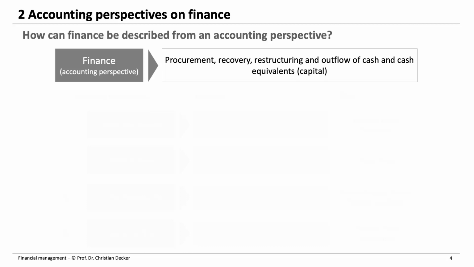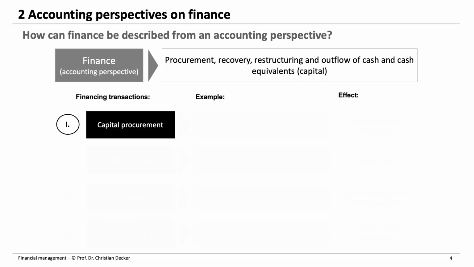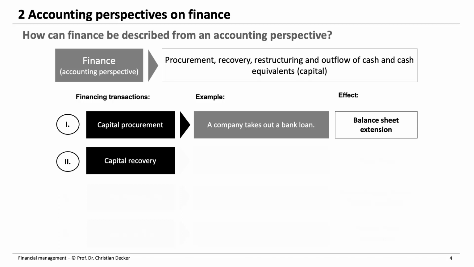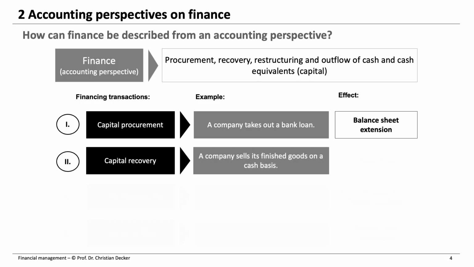This will be illustrated by 4 groups of finance transactions with exemplary cases and the description of the corresponding balance sheet effects. The first group of finance transactions concerns the procurement of capital. Example: a company takes out a bank loan. The balance sheet effect is a balance sheet extension. The second group of finance transactions concerns the recovery of capital. Example: a company sells its finished products on a cash basis. The balance sheet effect is an asset swap.